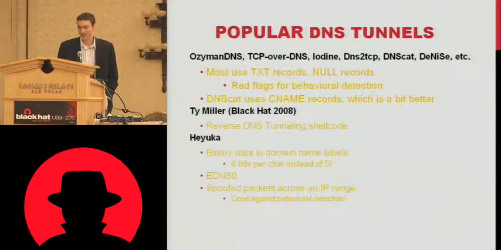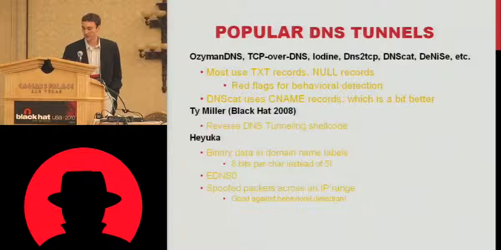And then he showed using the EDNS0 extension to DNS, which for those of you who haven't heard of that, allows you to extend the UDP packets, which for DNS are typically limited to 512 bytes. With the EDNS0 extension, you're able to make that up to something like 4,096, I think. And then it also spoofed packets across an IP range, which is really good for behavioral analysis because you don't have a flood of queries or responses coming from one system. So there's been a lot of interesting previous work, but all of this work is dealing with active traffic. They all create packets while they're trying to send data back and forth.